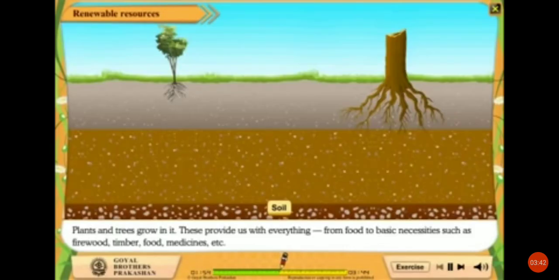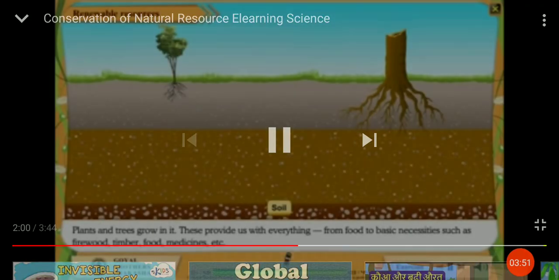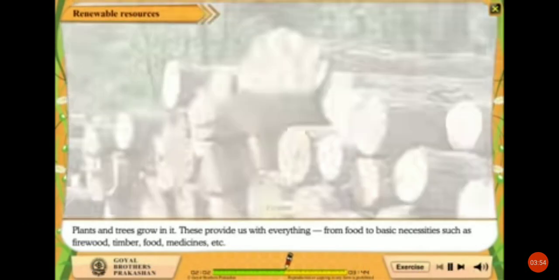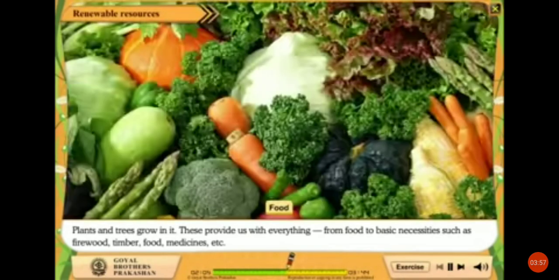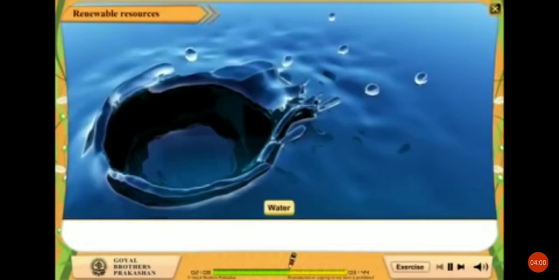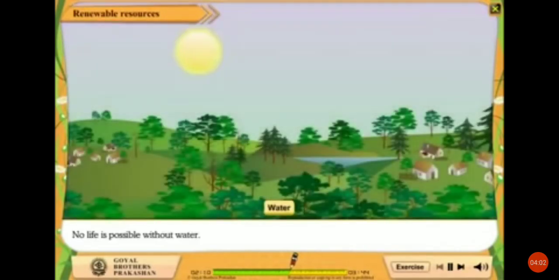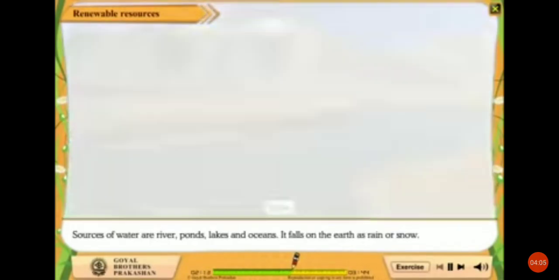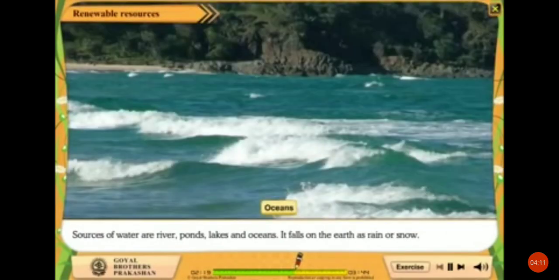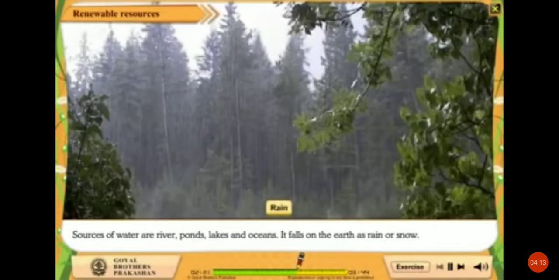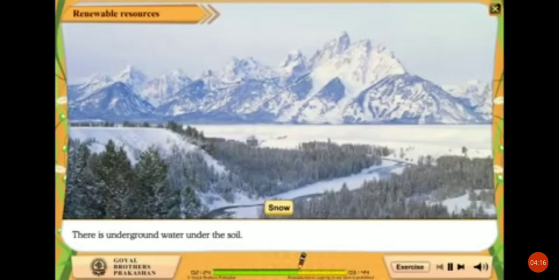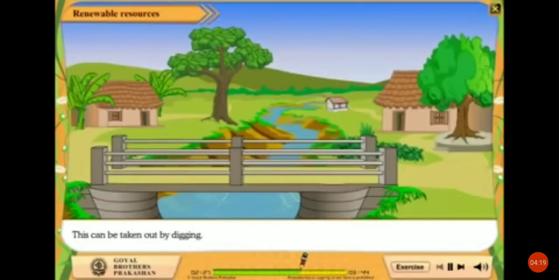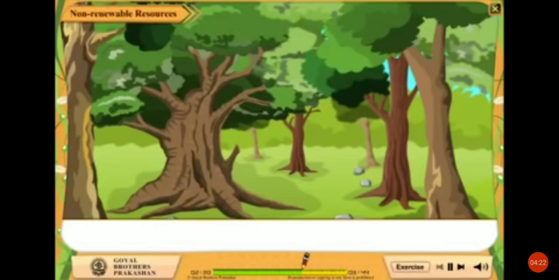And next is soil. Plants and trees grow in it. This provides us with everything, from food to basic necessities such as firewood, timber, and medicines. And water also. No life is possible without water. Sources of water are rivers, ponds, lakes, and oceans. It falls on the earth as rain or snow. And there is underground water under the soil. This can be taken out by digging.